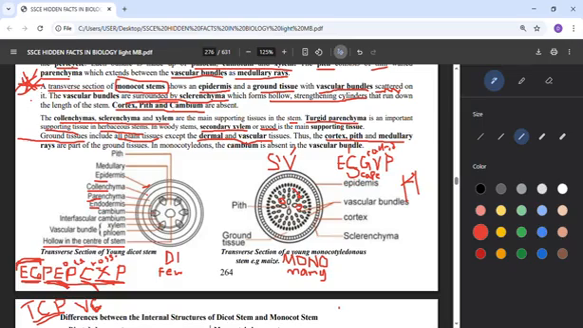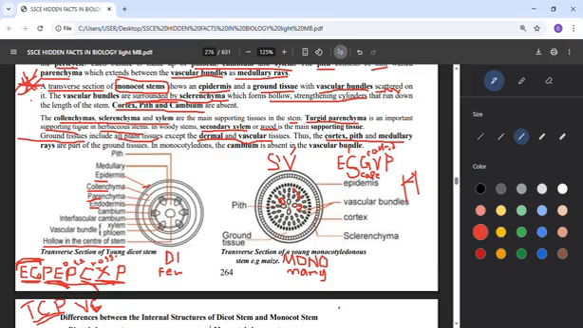Then another thing is the collenchyma, sclerenchyma and xylem. They are the main supporting tissue in stem. You know why? Because the C, you can turn it to S for strength. S of sclerenchyma also strength. X turn it to S also strength. So it means collenchyma, sclerenchyma, and xylem, they are majorly for strength. Then we have turgid parenchyma.